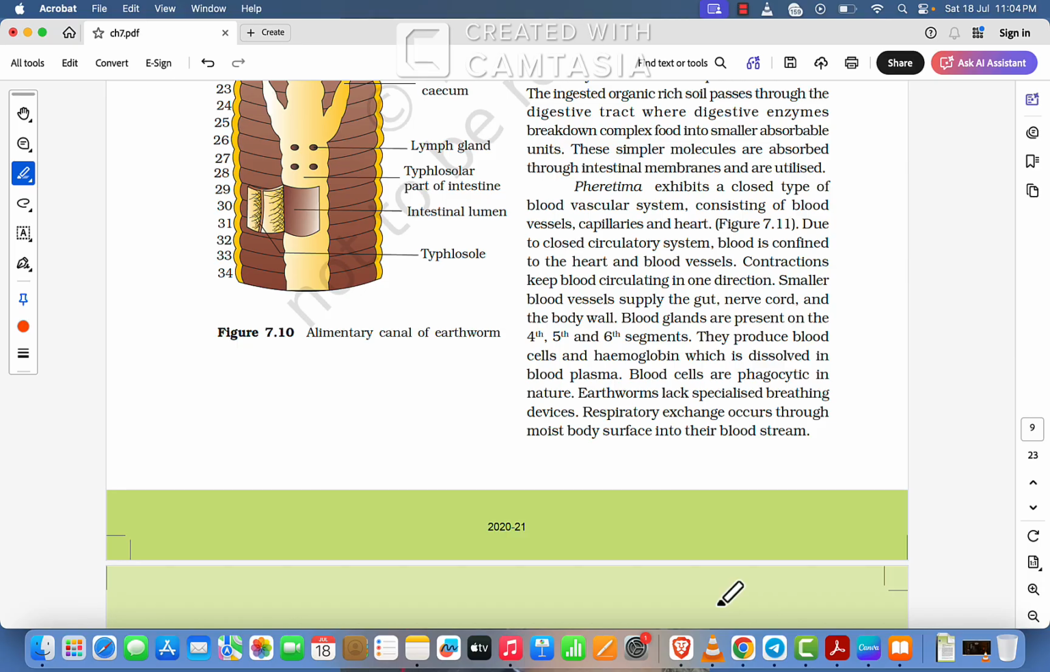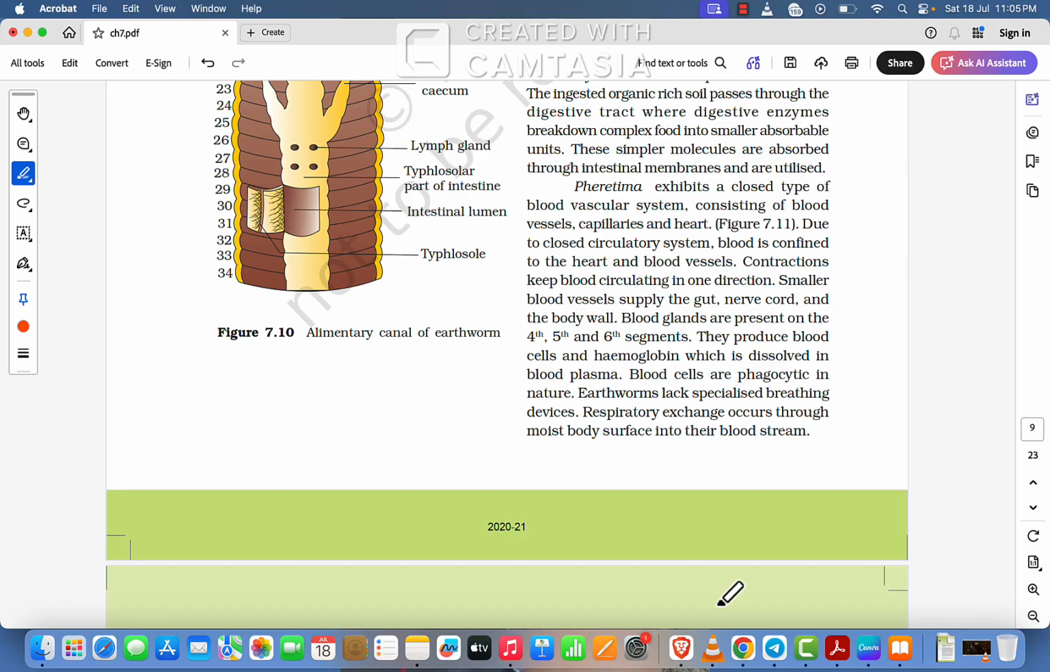Earthworms exhibit a closed type of blood vascular system consisting of blood vessels, capillaries, and heart. Due to the closed circulatory system, blood is confined to the heart and blood vessels. Contractions keep blood circulating in one direction. Smaller blood vessels supply the gut, nerve cord, and the body wall. Blood glands are present on the 4th, 5th, and 6th segments. They produce blood cells and hemoglobin, which is dissolved in blood plasma. Blood cells are phagocytic in nature.